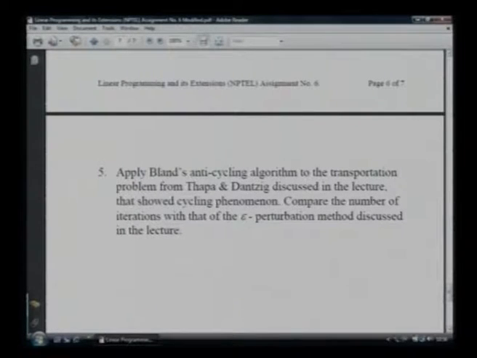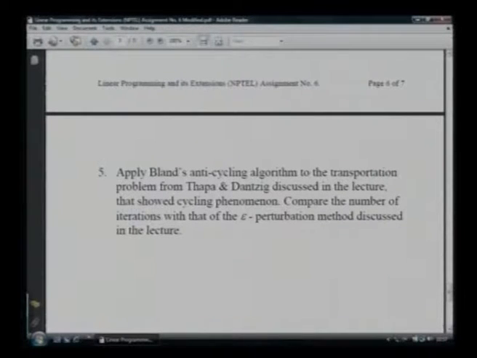So, now here I want you to apply Bland's anti-cycling rules to the transportation problem, for that problem which is given in Thapa and Danzig, and count the number of iterations and compare, because I have solved the problem with the epsilon perturbation. So, you should be able to compare.